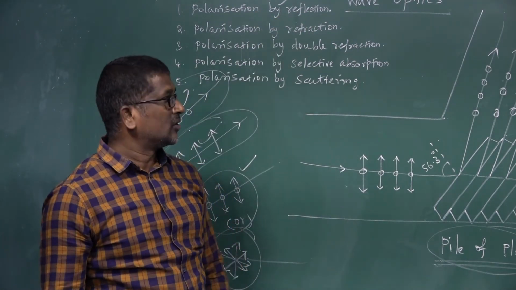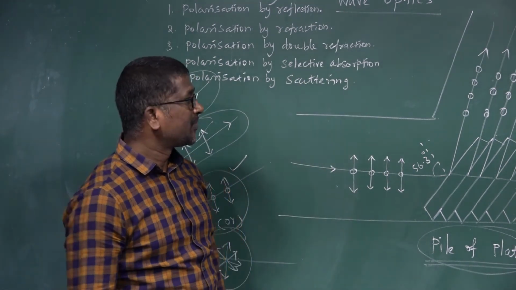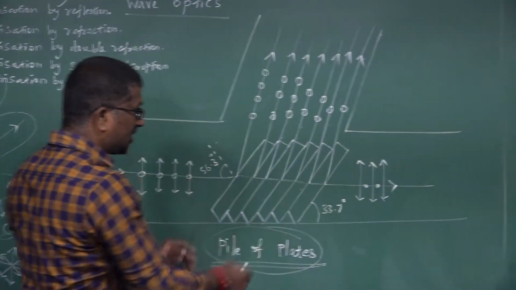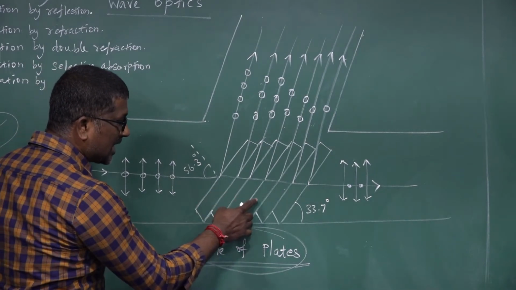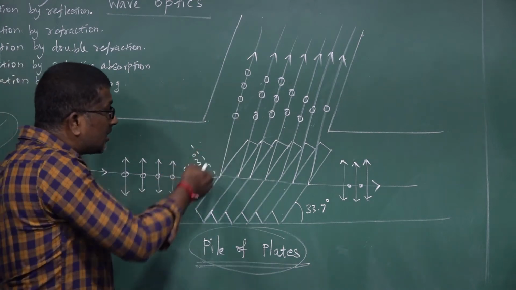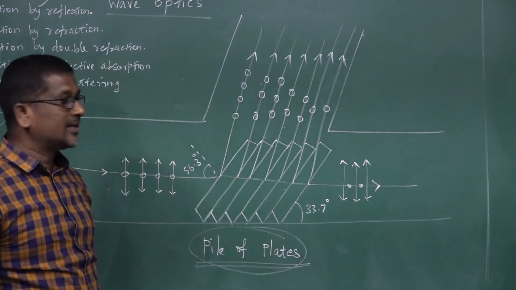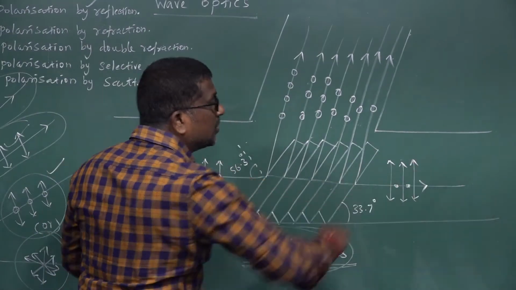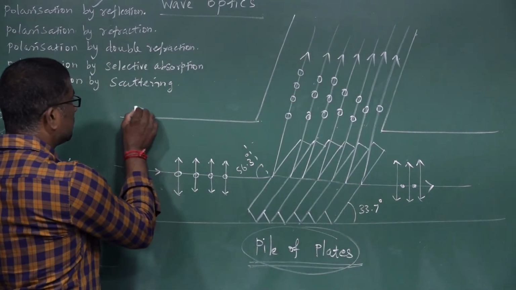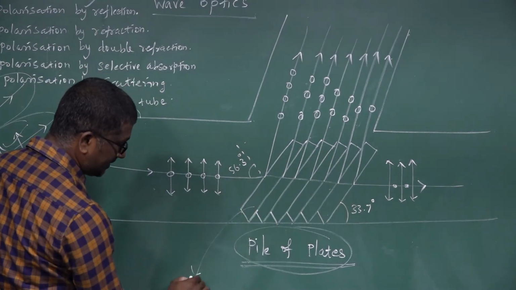Now we go for the construction of pile of plates. The experimental arrangement consists of a large number of glass plates. So these are glass plates. They are placed one over the other inside the tube. So this is a tube, and these are glass plates.